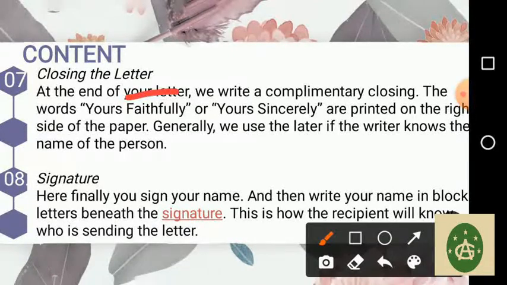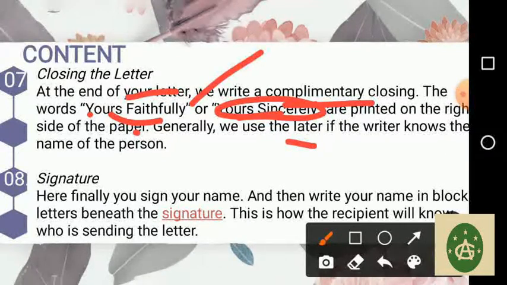Then comes the closing of the letter. At the end of your letter, we write a complimentary closing. What is a complimentary closing? The words 'Yours faithfully'. Now you will see Y is capital and the s is small, and you are not putting a comma or apostrophe here. Or 'Yours sincerely'. This can be printed or written at the right side of the paper. Generally we use the latter. Latter means the thing that is discussed afterwards, 'Yours sincerely', if the writer knows the name of the person. If you don't know the name of the person, suppose you are just writing 'Dear Ma'am' or 'Respected Sir', then you prefer 'Yours faithfully'. But if you know the name, then you write 'Yours sincerely'. There's a big difference here.